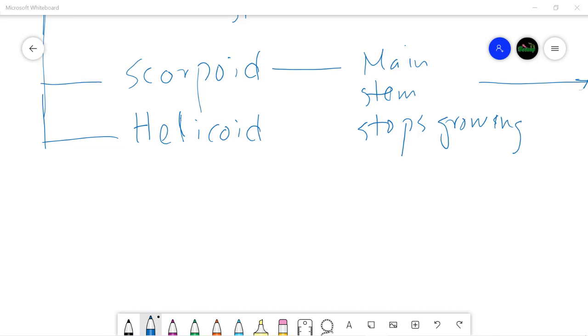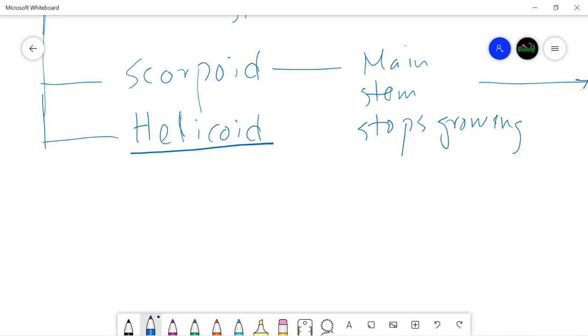We were discussing the Cymose branching. If you remember in the previous video, we saw the first kind of Uniparous Cymose branching, and that was scorpioid branching. Next is the Helicoid Cymose branching.